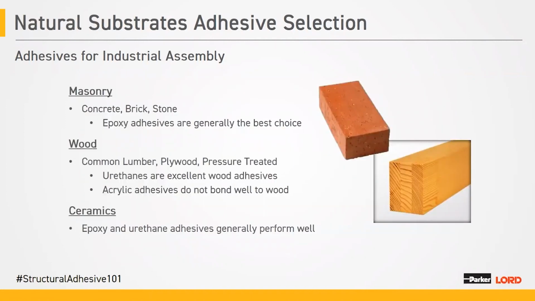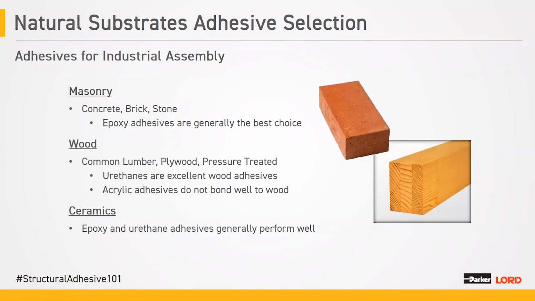Natural substrates, just a brief explanation. These are the materials that you might see as masonry, not exactly a natural one, but we categorize it here because it falls under stone, so concrete, brick, or stone. Epoxy adhesives are oftentimes the best choice, as many times these things are exposed to the environment, and epoxies have one of the greatest environmental resistances out there.